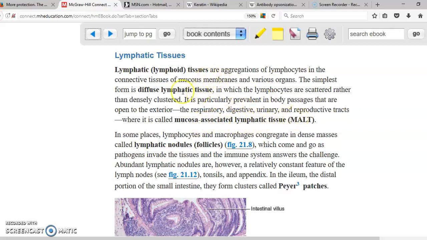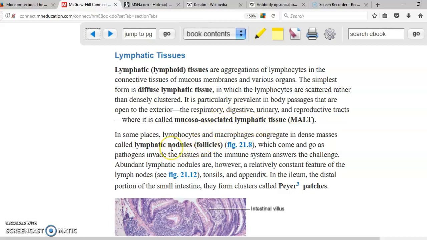So tissues, they are going to be diffuse. These tissues are going to be found within other organs because, again, based on the body organization, you cannot have organs within organs. So the only thing you can do is just put a tissue within an organ. That's what's going to happen in here. And these tissues are going to be called mucosa-associated lymphatic tissue.